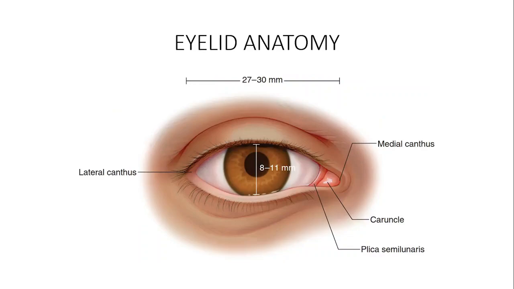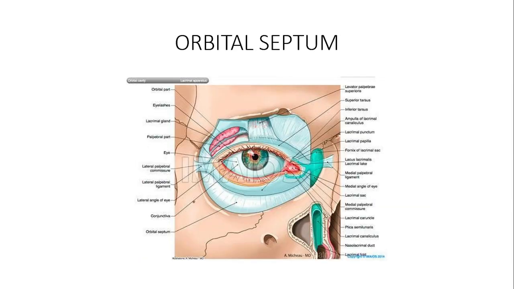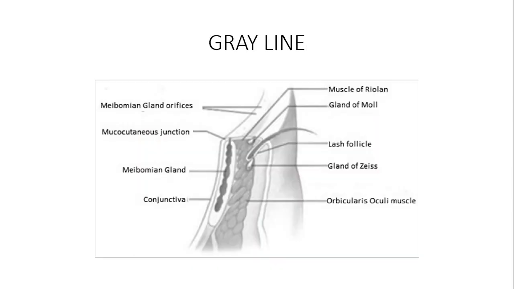So remember that, let me talk about the Meibomian glands to you again, okay? Meibomian glands, when we talk about eyelid anatomy, are of so much importance because they produce certain lipids that help in forming the tear film.